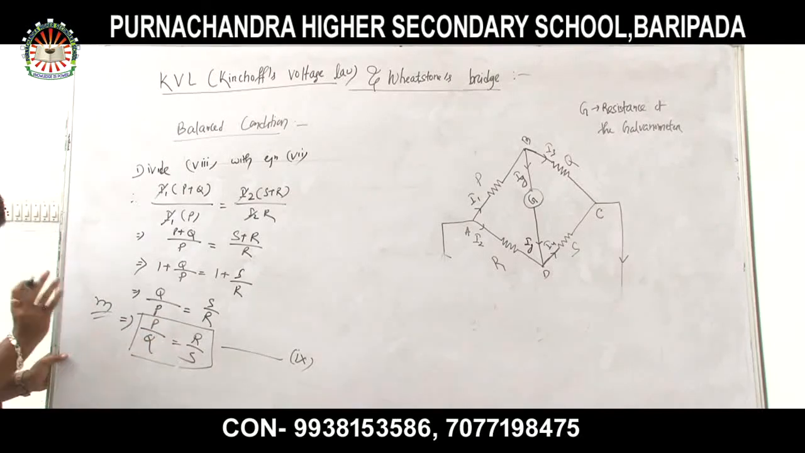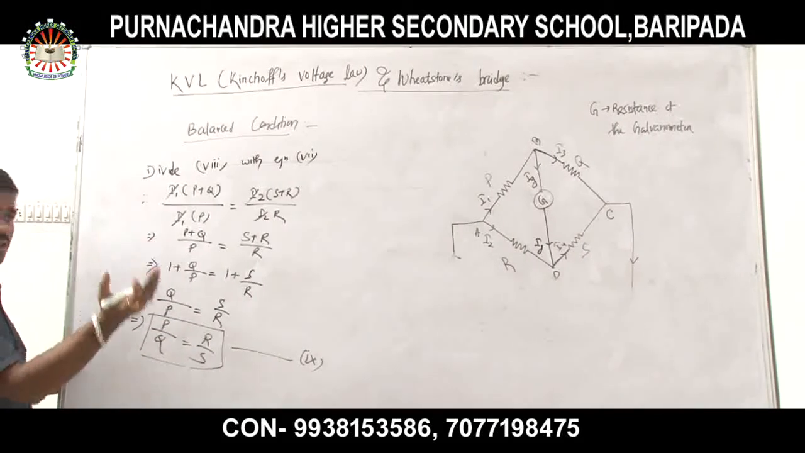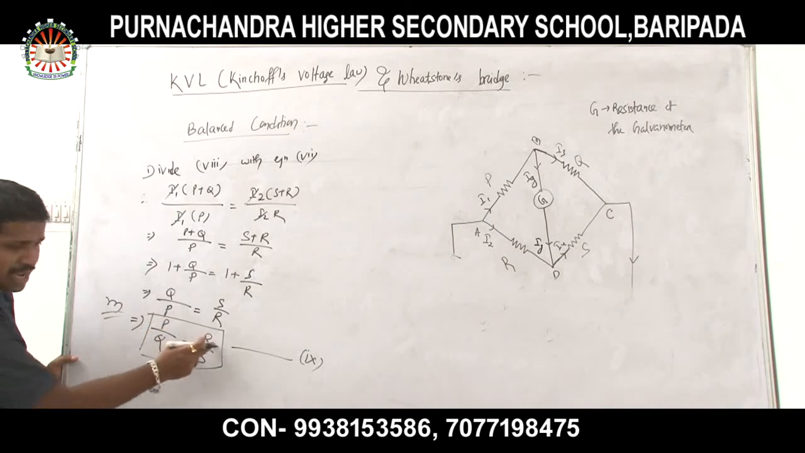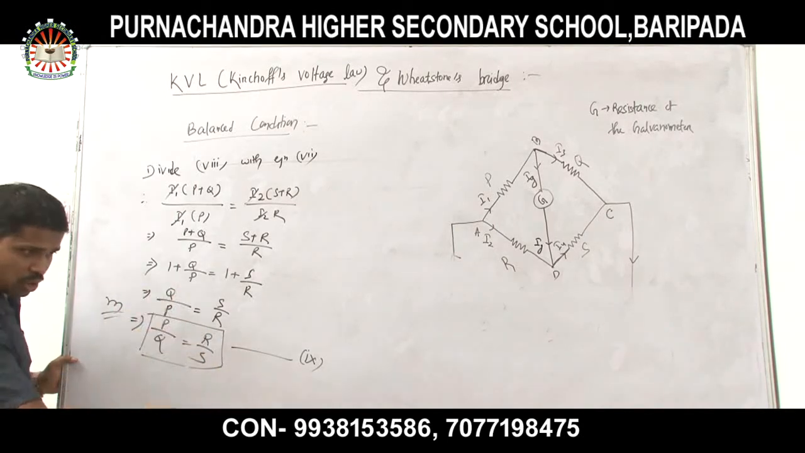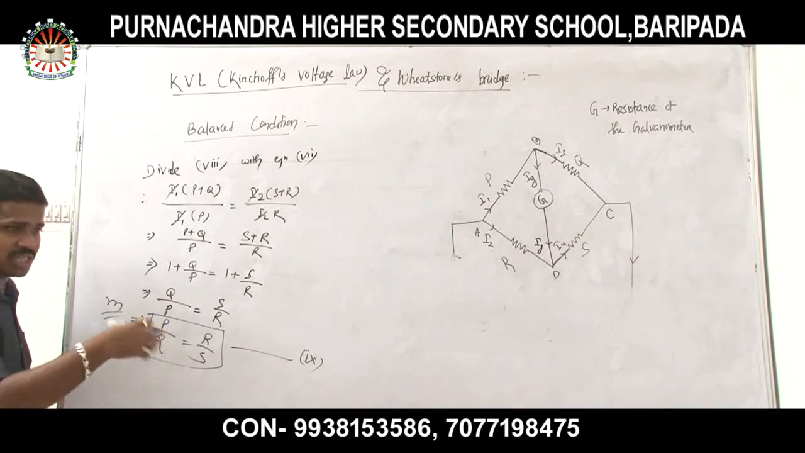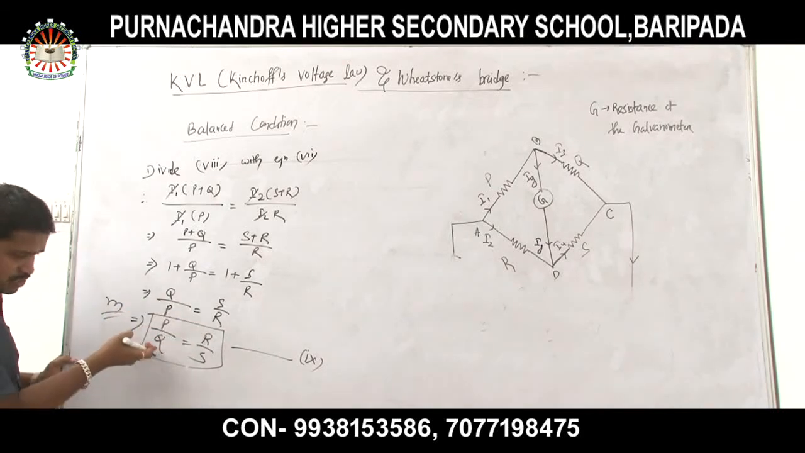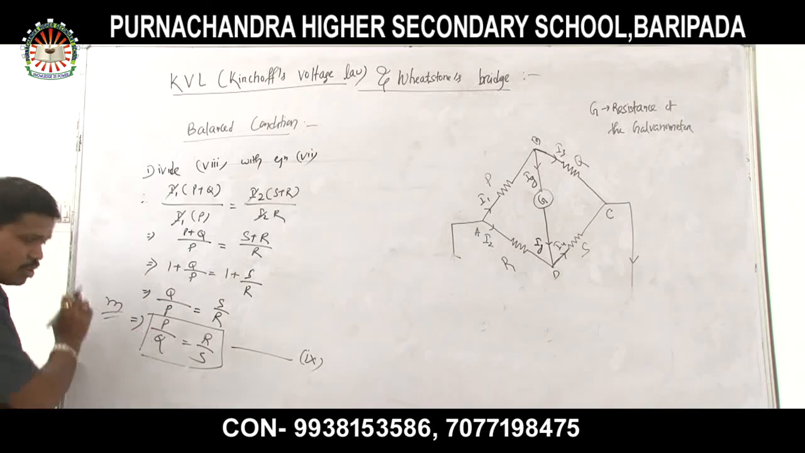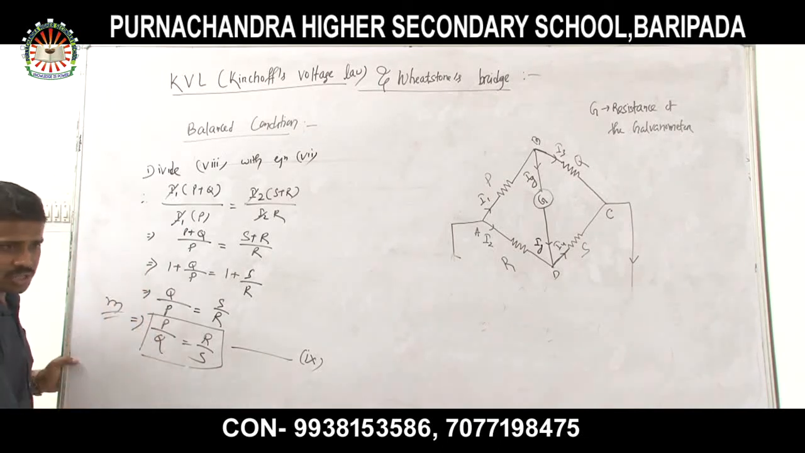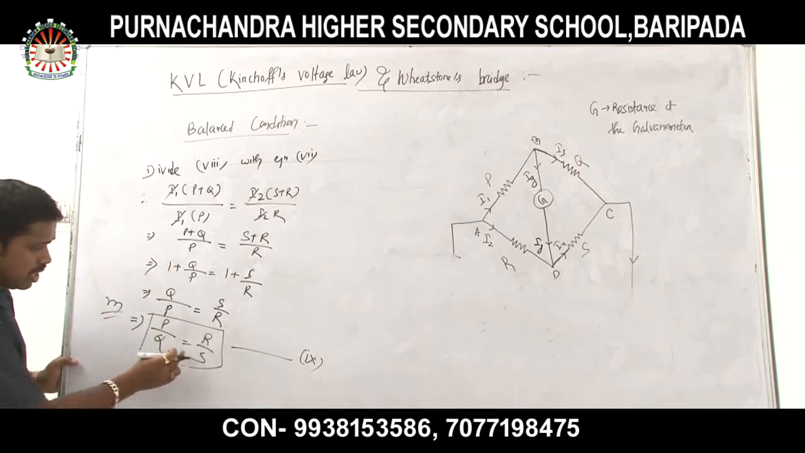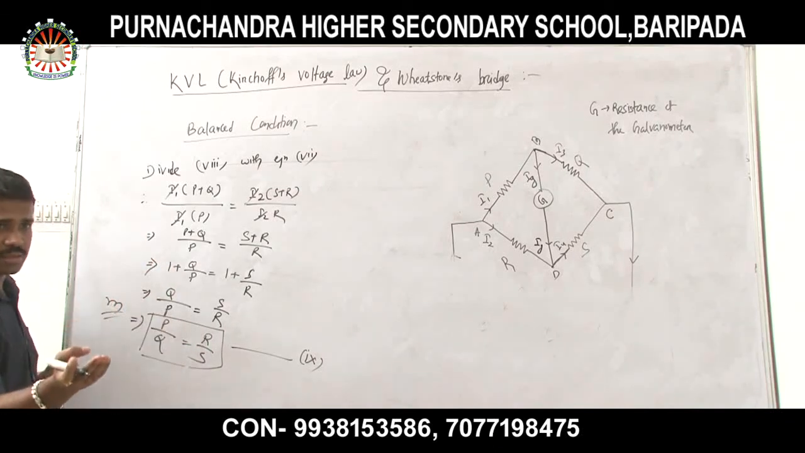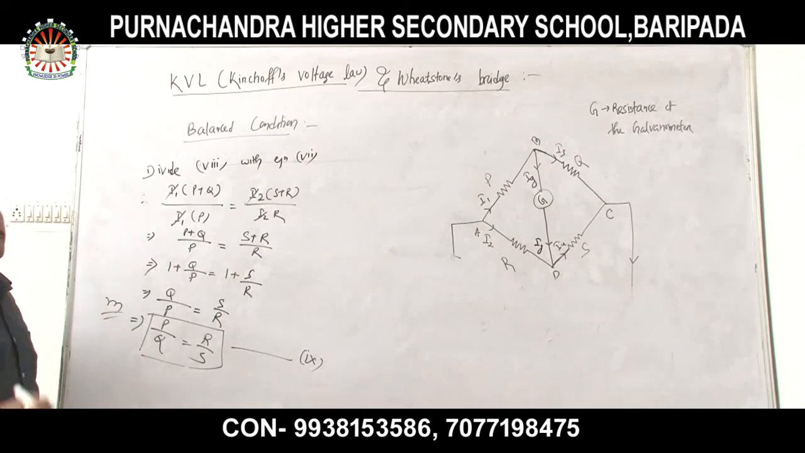And what is our aim in the Wheatstone bridge? To find out the unknown resistance. So P by Q is equal to R by S. From these 4 resistances, if one of the resistances is unknown and the other 3 resistances are known, then you can easily find out the value of the unknown resistance from this formula. Suppose P, Q, R resistance values are given to you and you have to find out the value of S. Then from this formula you can easily find it.